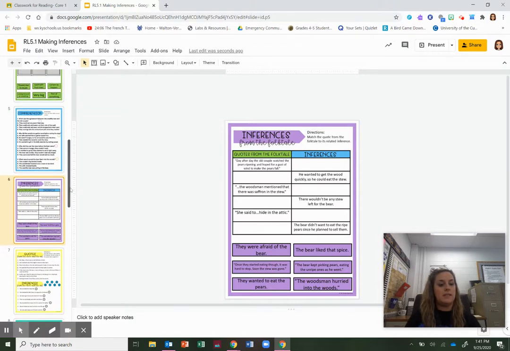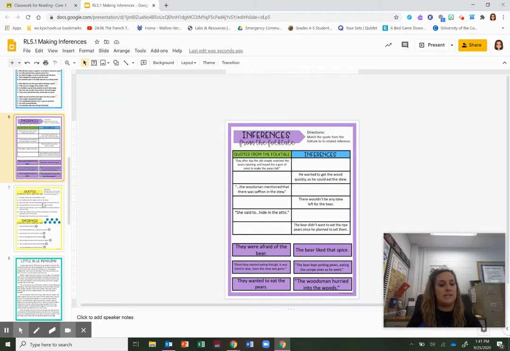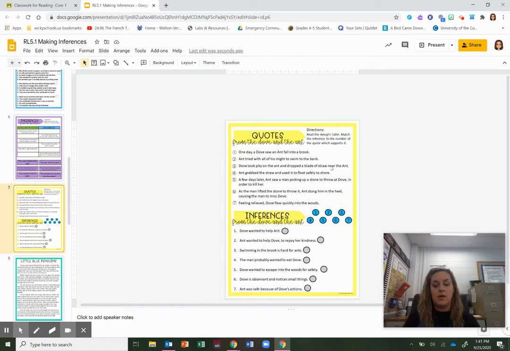And then the last thing you are going to do today is slide 7. Slide 7, it says, read Aesop's fable. Match the inference to the number of the quote which supports it. So this is the fable right here. It just has lines 1, 2, 3, 4, 5, 6, and 7. And then down here, it gives you an inference. So let's do number 1 together.